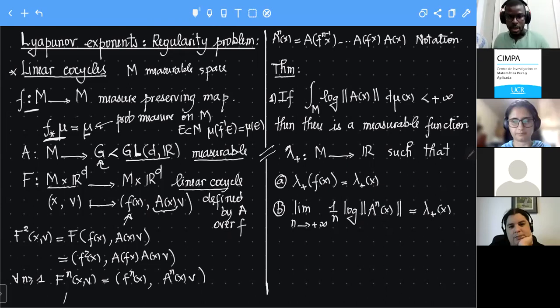As in dynamical systems, we are mostly interested in the long-term behavior of this map. What happens when n goes to infinity, the long-term behavior.